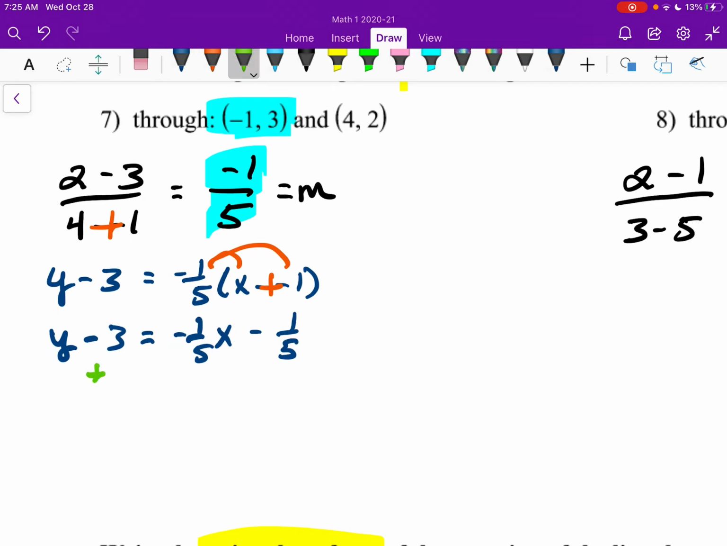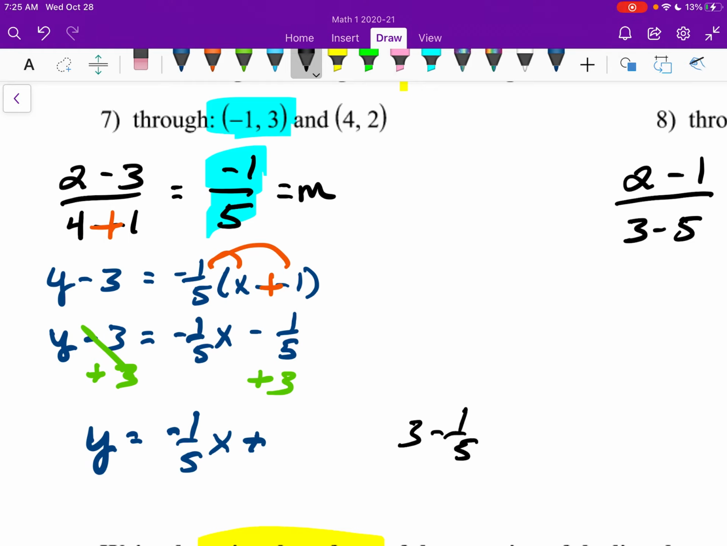Now I'm going to need to add 3 to both sides. Those guys cancel, and I have y equals negative 1/5 x plus, I don't know, let's come over here and look at this. We have 3 minus 1/5. Well, that would be the same thing as 15 over 5 minus 1/5, which is 14 over 5. I'm going to check that with the calculator just to make sure. 3 minus 1, ABC 5.